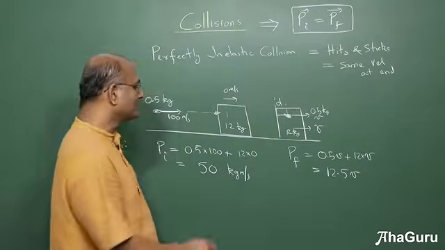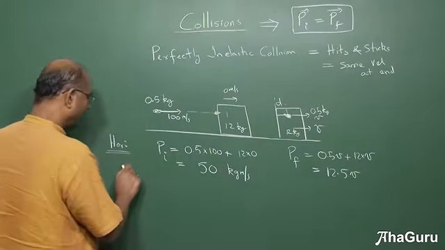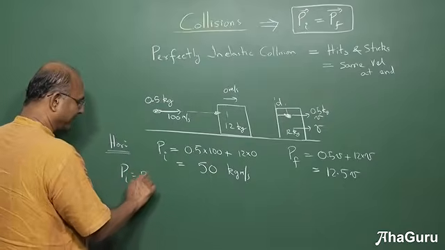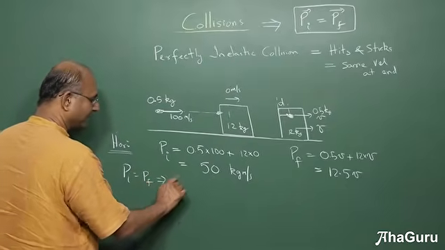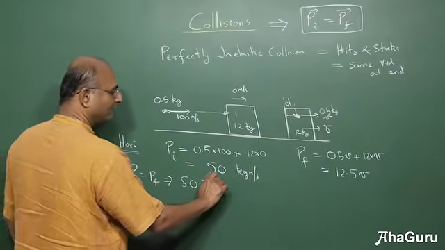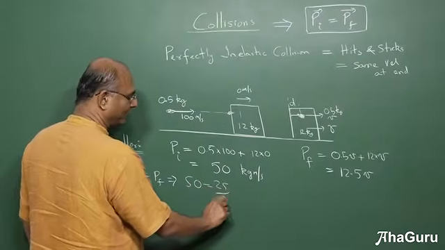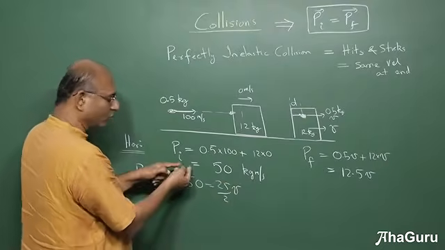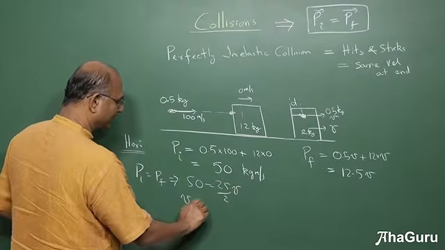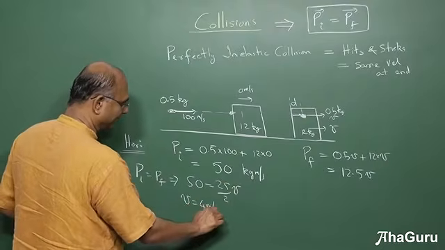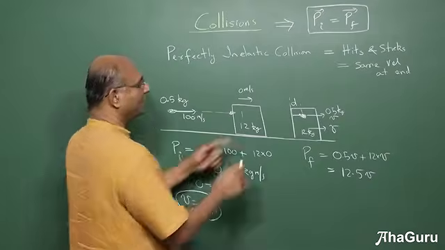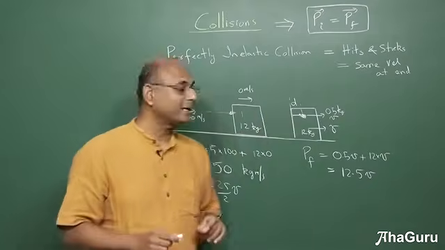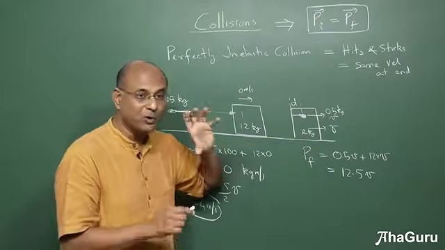Momentum conservation. So if I write that, momentum initial is momentum final, which means 50 must be 12.5 V. I will write it as 25 by 2 V. So I can cancel that out. 2 goes there, 4. So V equals 4 meters per second. So that is the velocity of both the bullet and the block together.